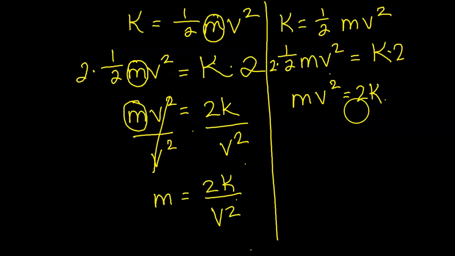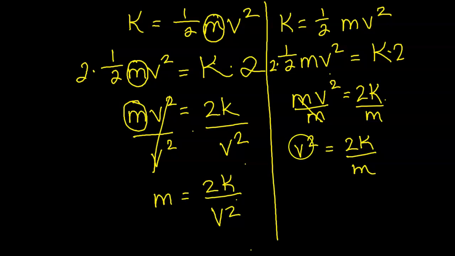Okay, I want my v by itself, so I'm going to divide both sides by my m. So now I've got v squared is equal to 2k divided by m. All right, now this is where it gets a little tricky. We're solving for v here in this example. Over here we solve for m. Here we're solving for v.